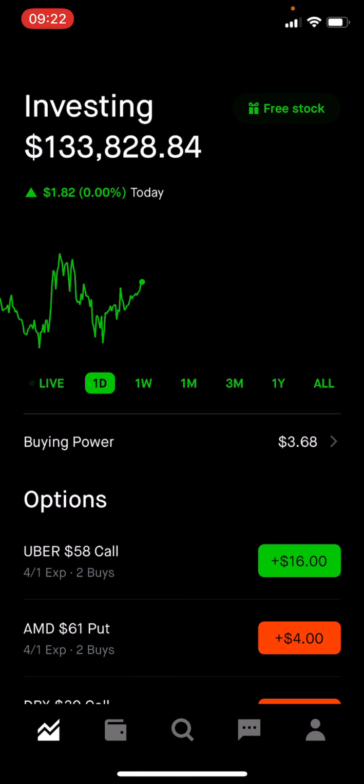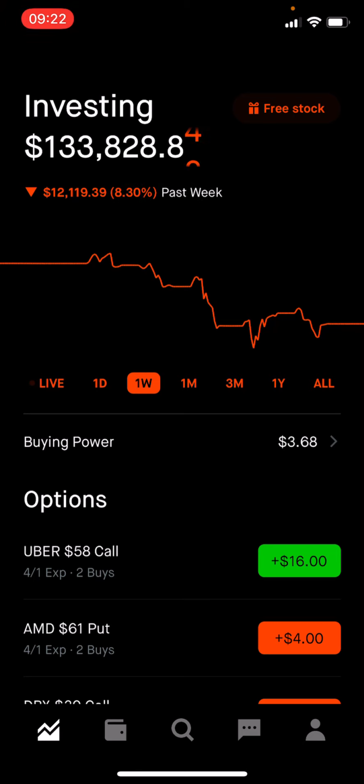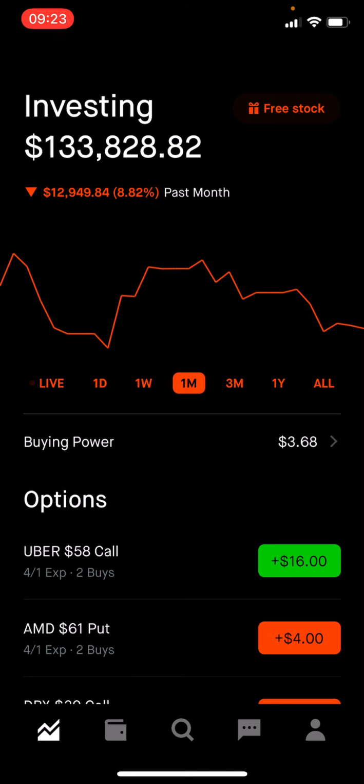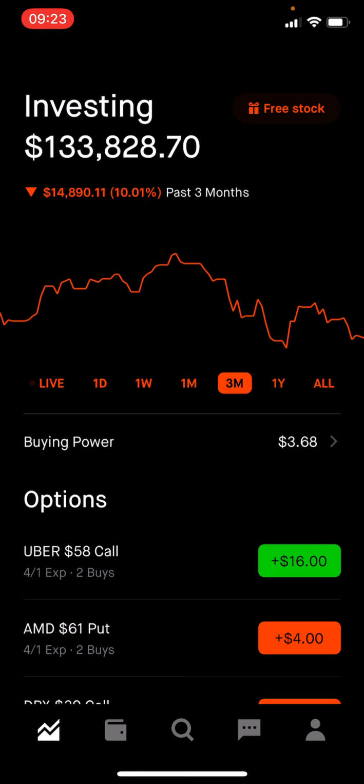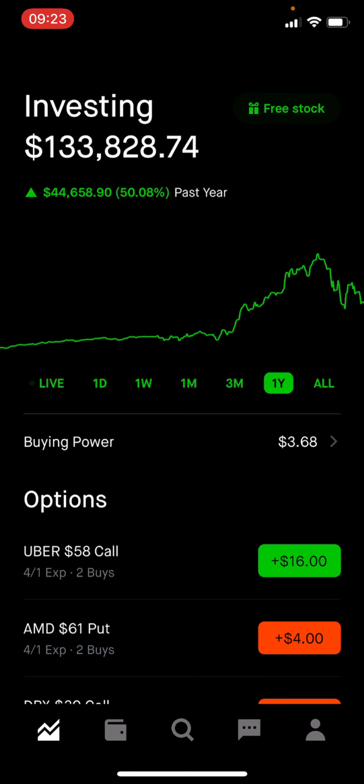In my journey to 250k, I'm currently at 133,828. For the week, we're down by about 8.3%, which is about 12,000. For the month, down by about 12,949, which is about 8.8%. Three months down by about 10%, which is about 15,000. And for the year, up by about 50%, which is about 44,000.